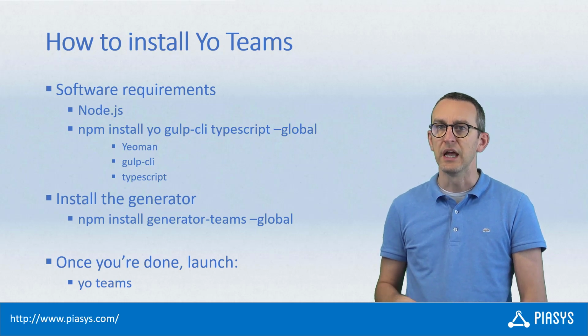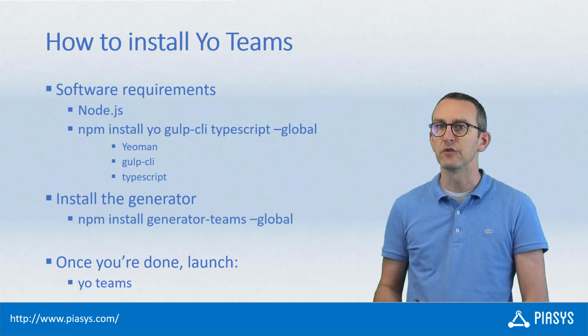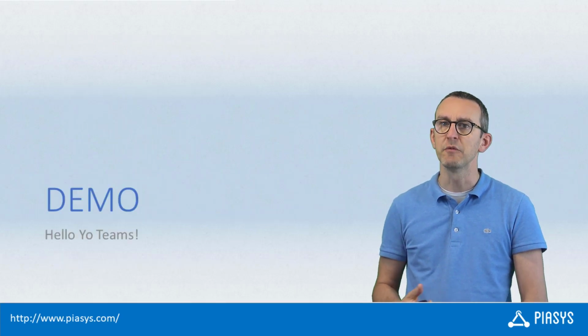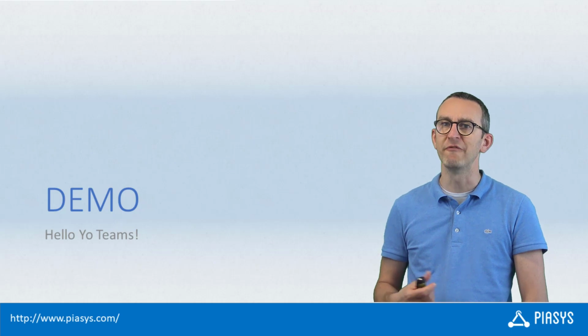Once you're ready with the software requirements, you can easily set up the Yeoman generator for Teams still using npm and installing globally the generator for Teams package. Once you have done that, you can easily say yo Teams and start the scaffolding of a new Microsoft Teams solution. So let me move to the demo environment and let me show you the very basics of the Yeoman generator for Teams.